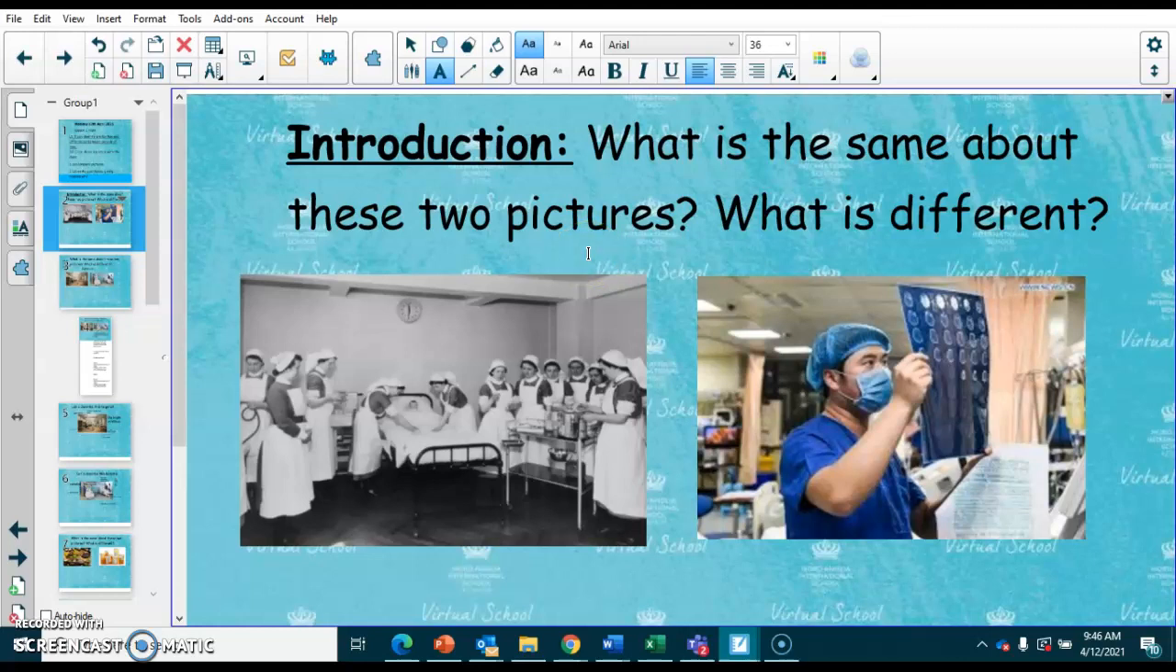So have a go at that now. Write down some ideas. What can you see that is similar? What's the same? What is different? Pause the video. Have a go now.